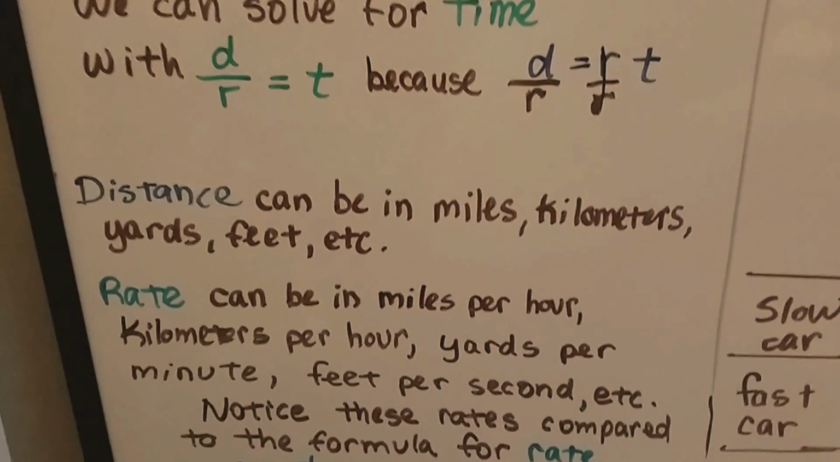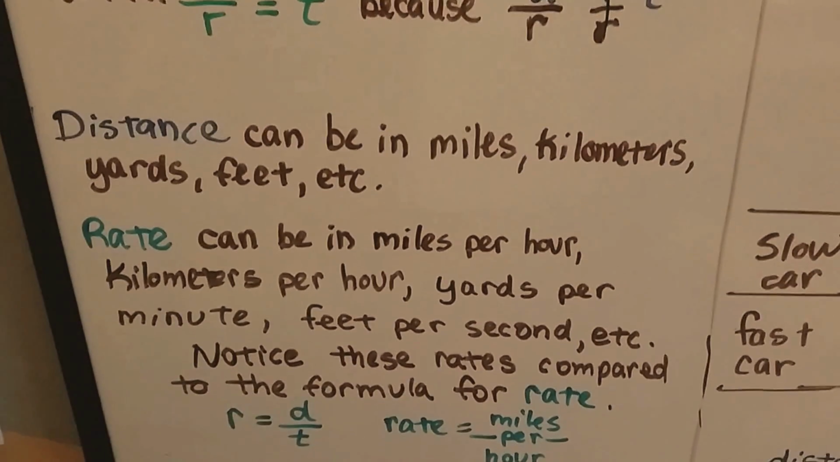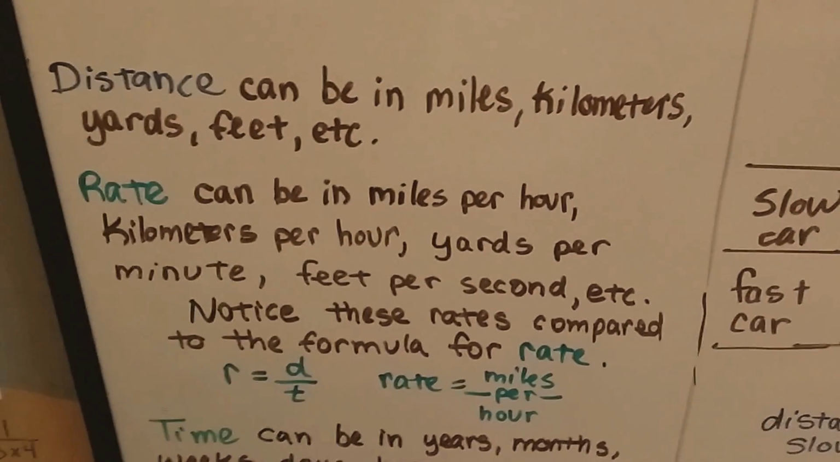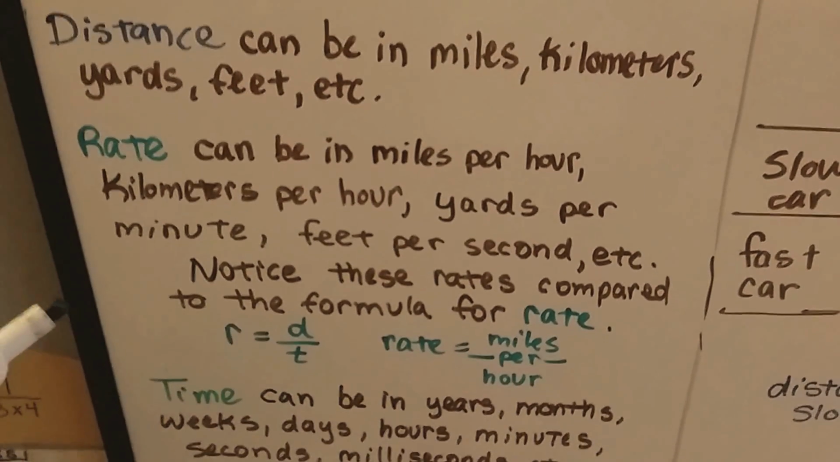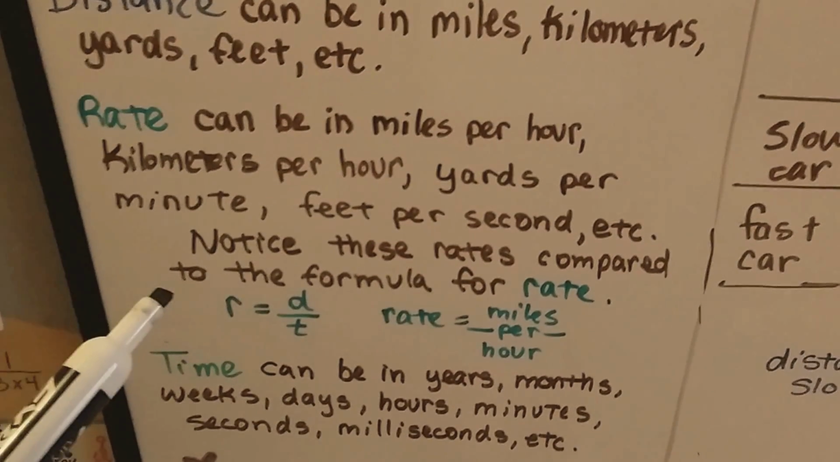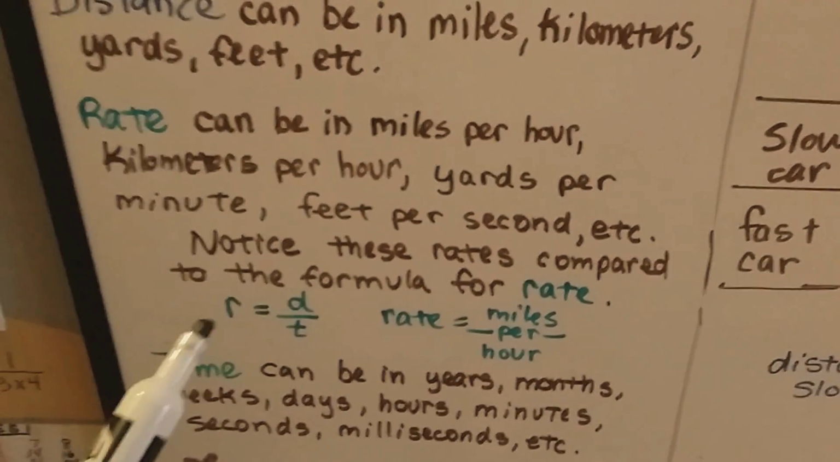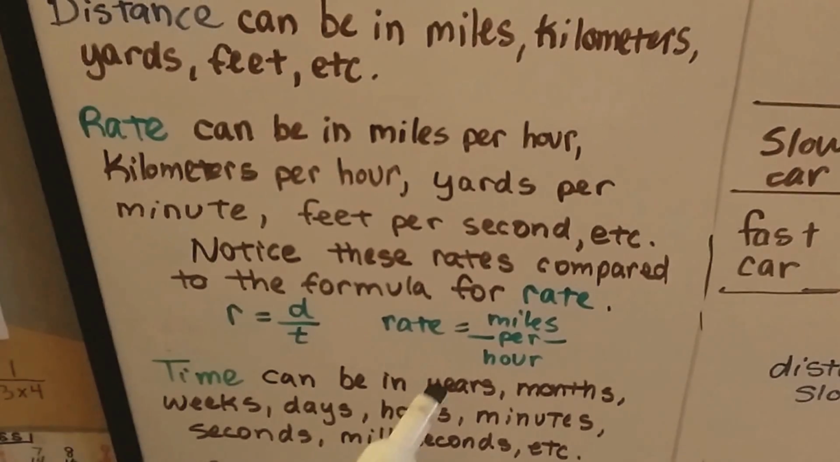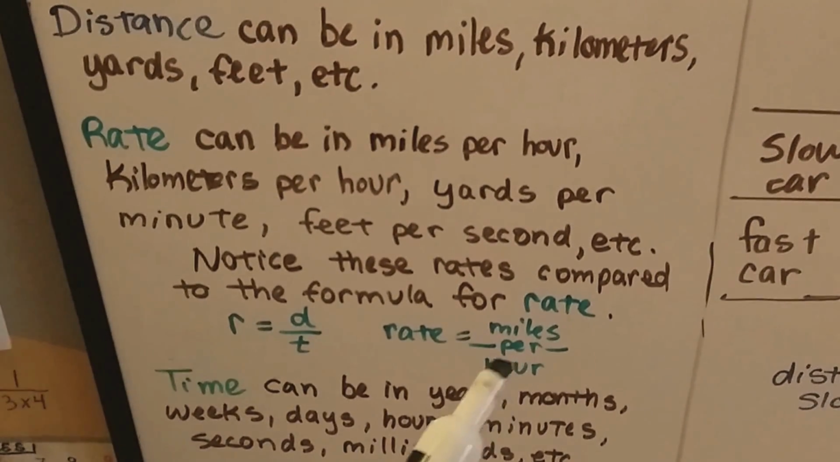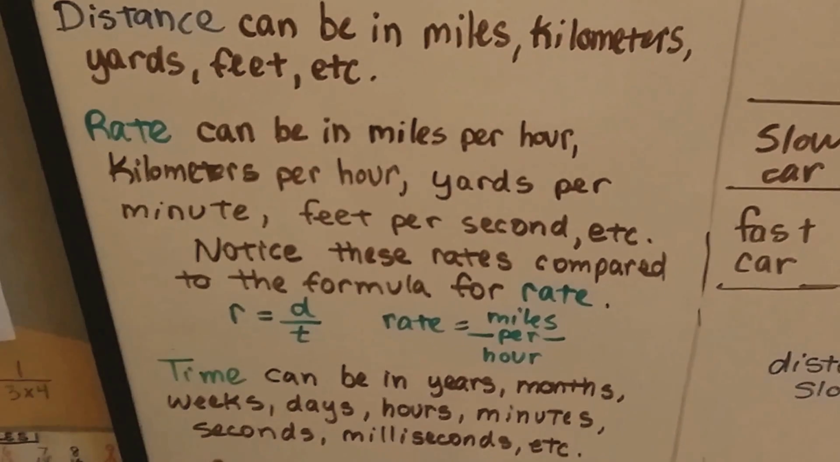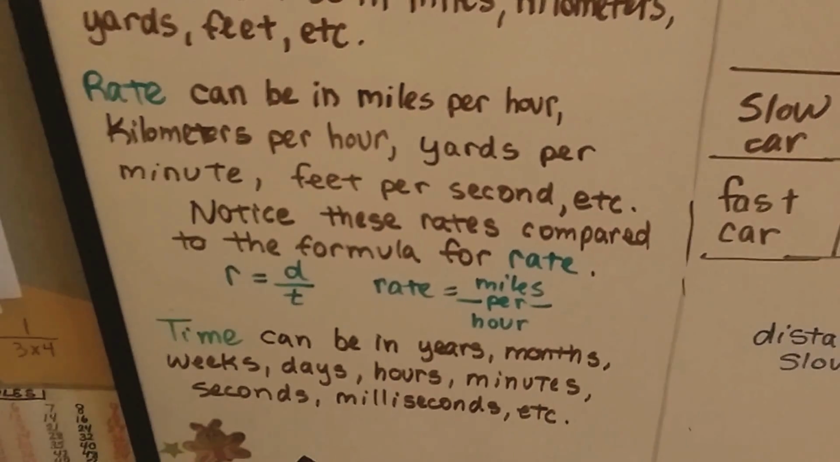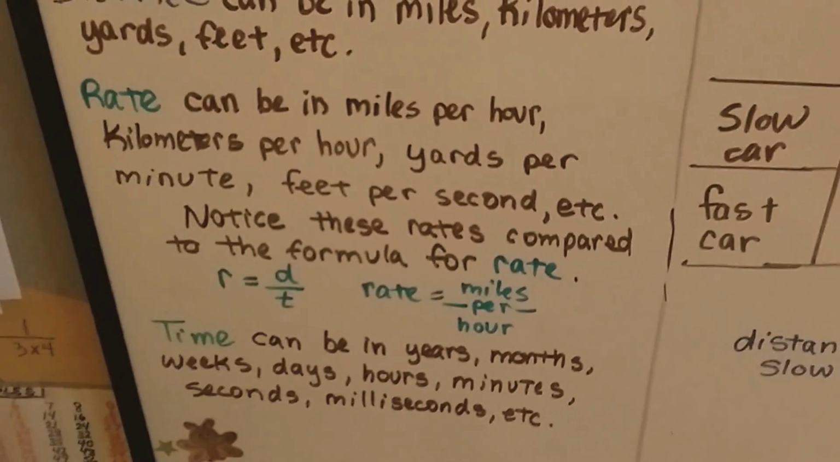Remember that distance can be in any increment, miles, kilometers, yards, feet, inches, whatever, and rate can be in miles per hour, kilometers per hour, and that when we look at the rates and we compare it to the formula, R equals D over T, miles per hour, the word per kind of takes the place of that fraction bar, doesn't it? And time can be in any increment of time passing, okay?